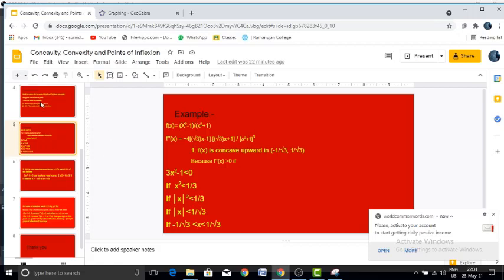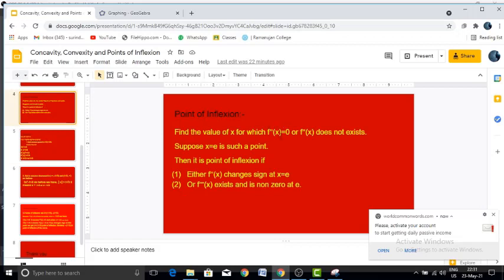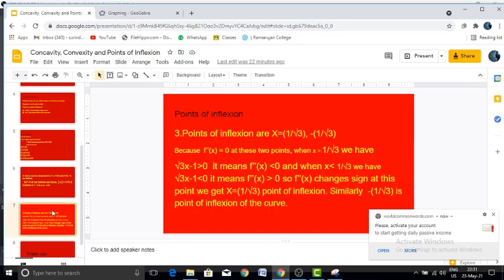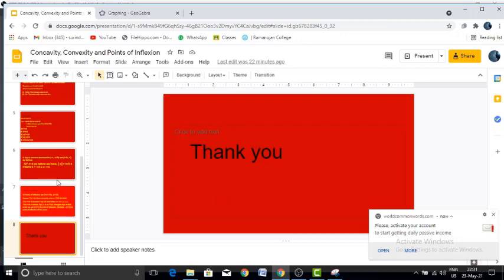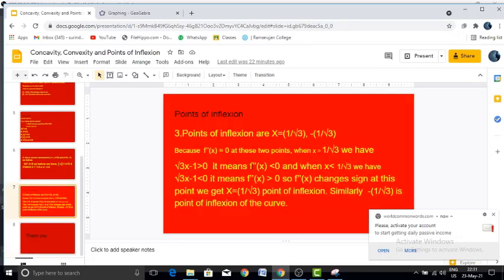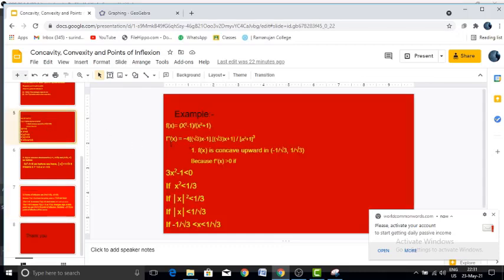Point of inflection: either we have to find values of x where the double derivative is 0 or where the double derivative does not exist. Now in this case, the denominator of the double derivative of f(x) was (x square plus 1) cube. So it will never be 0 for real values of x. It means there is no point where the double derivative does not exist. So we have to find the points where the double derivative is 0.